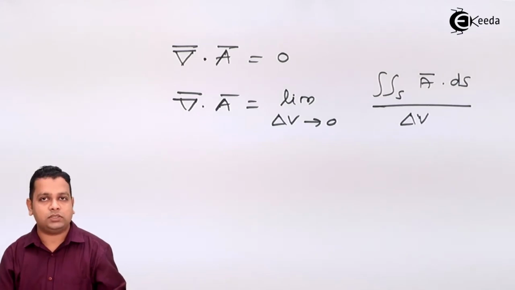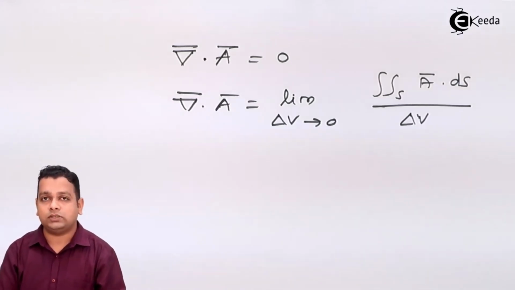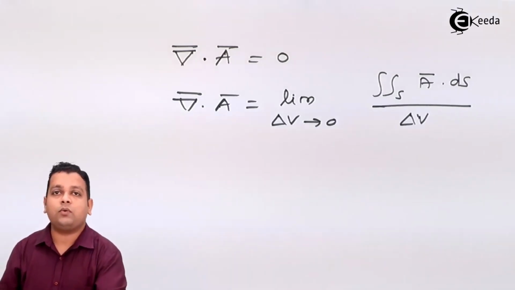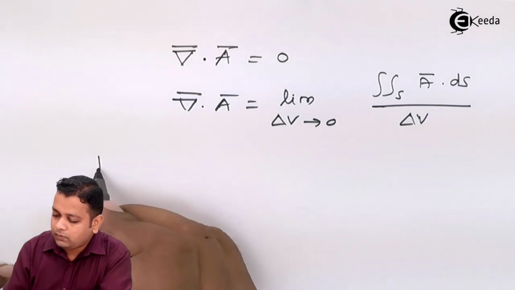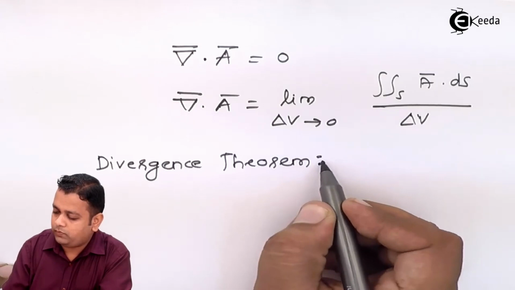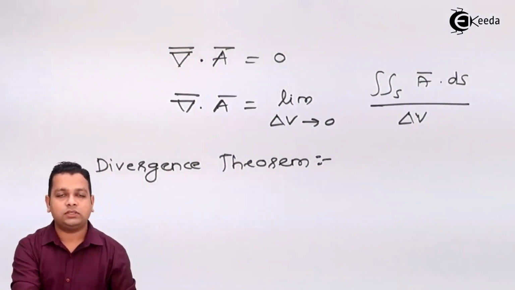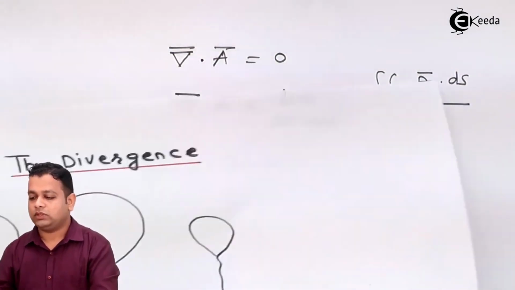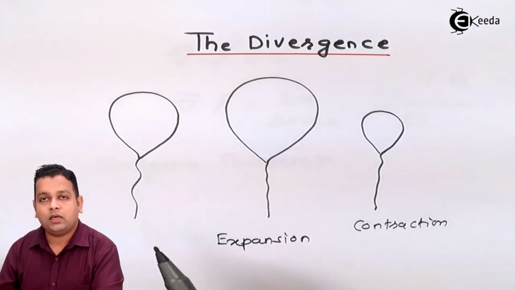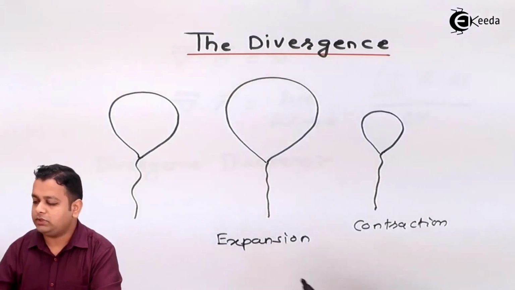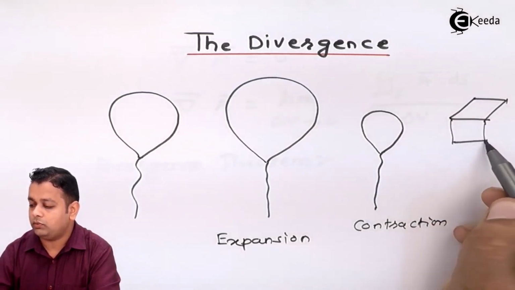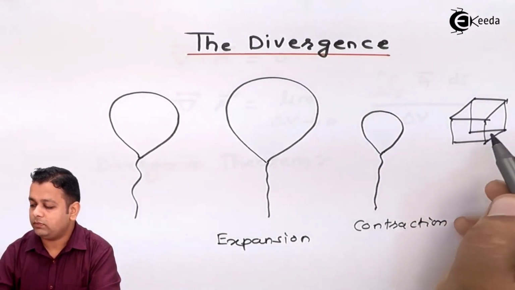So this was divergence. Now using the concept of divergence, there is a theorem called the divergence theorem. Let us have a look at the divergence theorem. For divergence, we have discussed the example of a balloon which is going to increase or decrease in size. So like a balloon, if there is any object, let us say in the rectangular coordinate system, we take a parallelepiped or cube for analysis purposes.